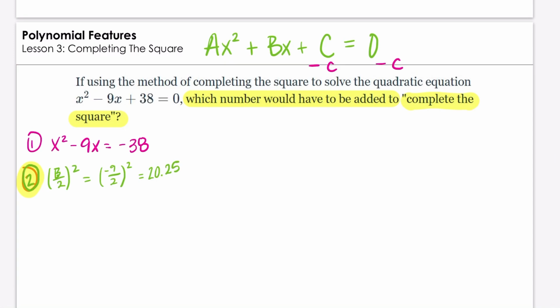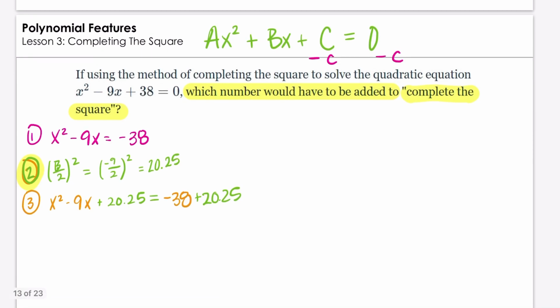So our next step, we'll call this step 3, is going to be to go ahead and actually add that to both sides. So we have x squared minus 9x, that's what we started with, but now we need to add that 20.25 from the last step to both sides, equals negative 38 plus 20.25. Okay, so there we've got that. Step 4 is going to be to kind of simplify and factor.